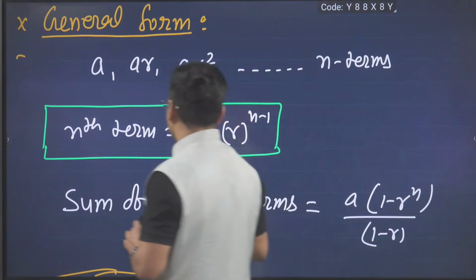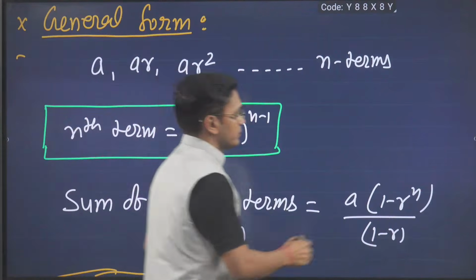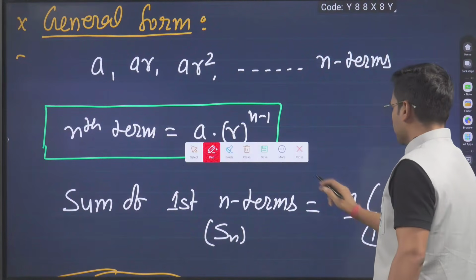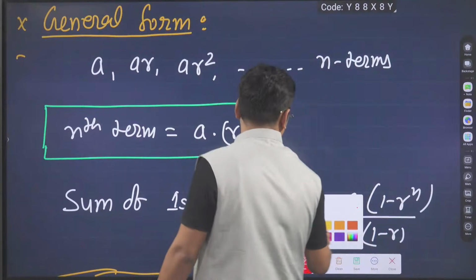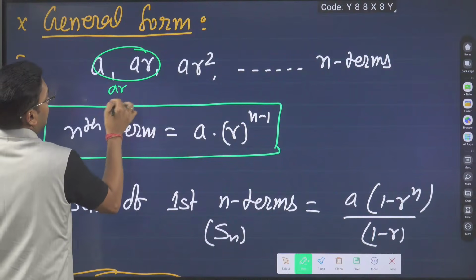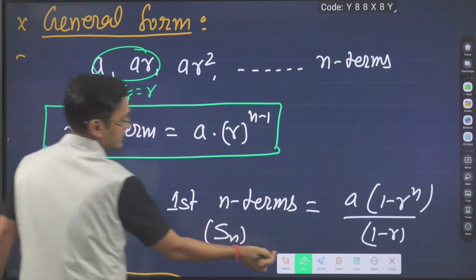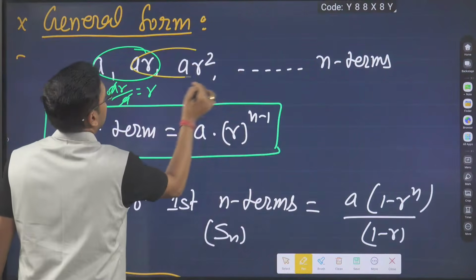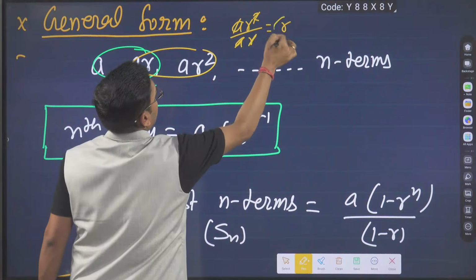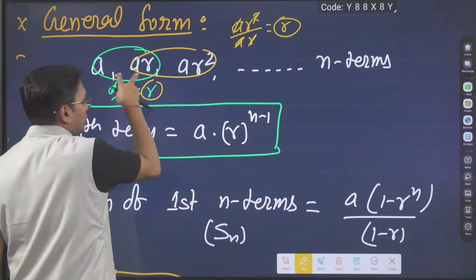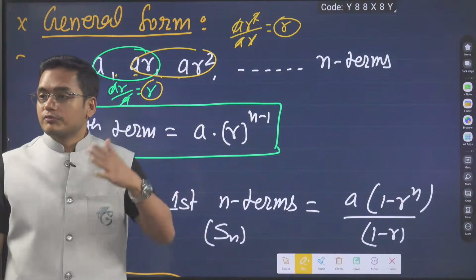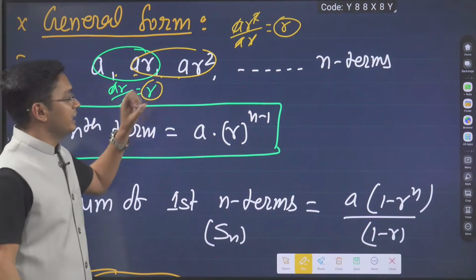So here, if you take any two terms, like I'm showing you, don't get confused. Divide any two terms. If I'm dividing these two terms, this becomes AR upon A. You cancel out, this comes out to R. If we divide these two terms, this becomes AR square upon AR. A cancel out, R comes out. So what you can see is that if we divide two terms, ratio is same. That's why this is in GP. So this is the way how we find whether any terms are in GP or not.